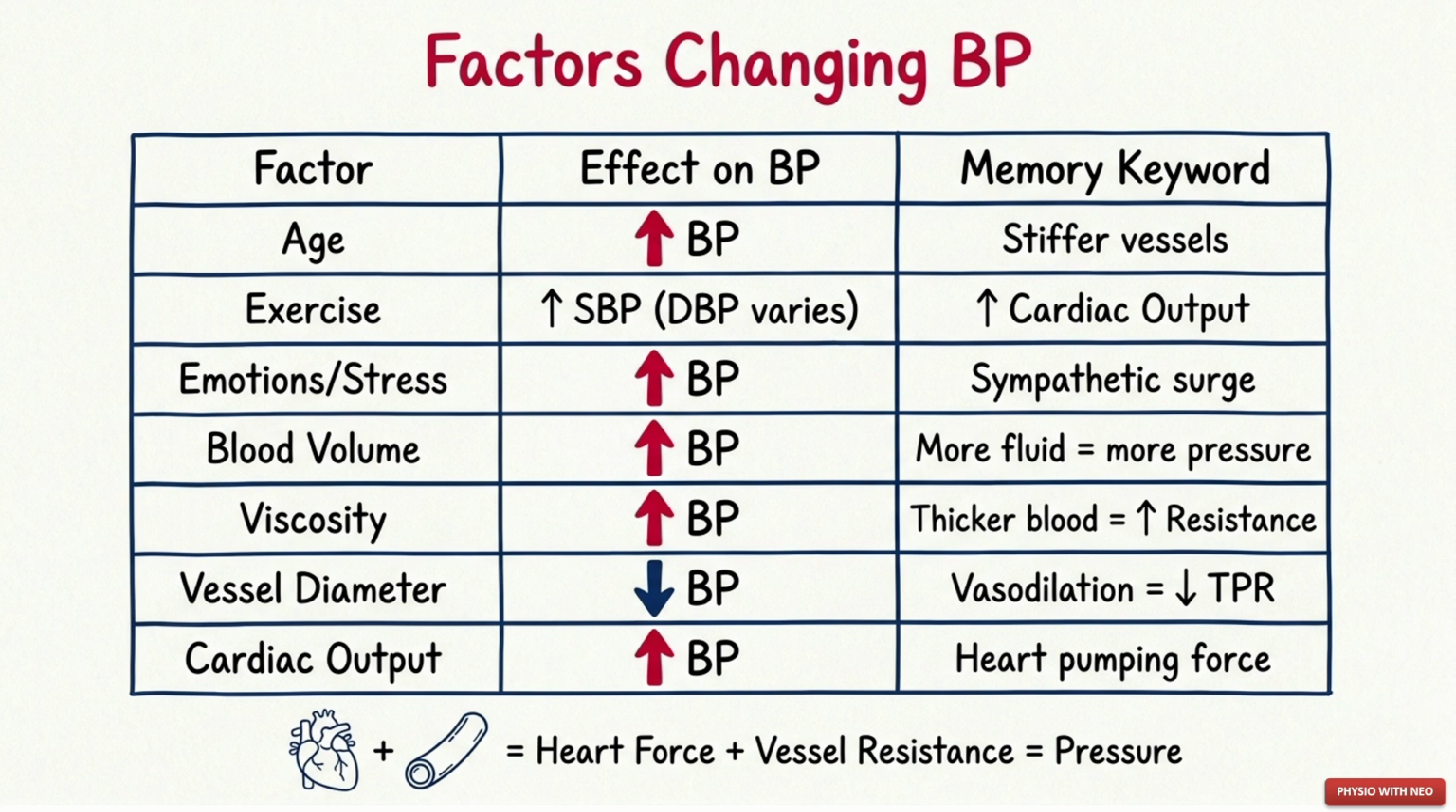Now this table shows all the factors affecting blood pressure. Remember, factors like age, exercise, emotion, stress, blood volume, viscosity, and cardiac output are in direct proportion to the blood pressure. That is, if these factors increase, the blood pressure increases, except one factor, the vessel diameter. As the vessel diameter increases, the blood pressure decreases. One exam tip: if you want to save your time, you can write all these factors in this tabular format.